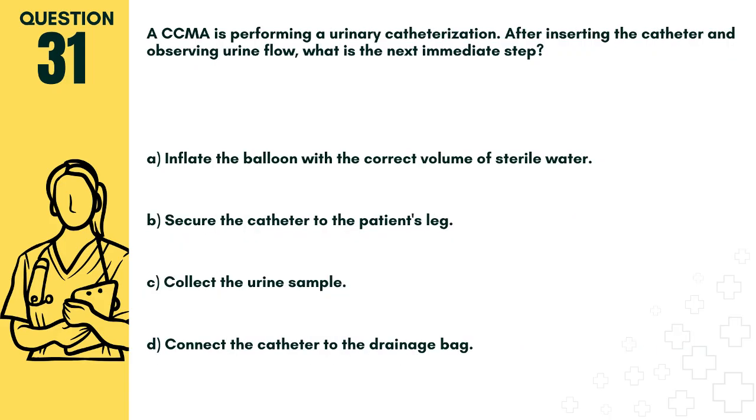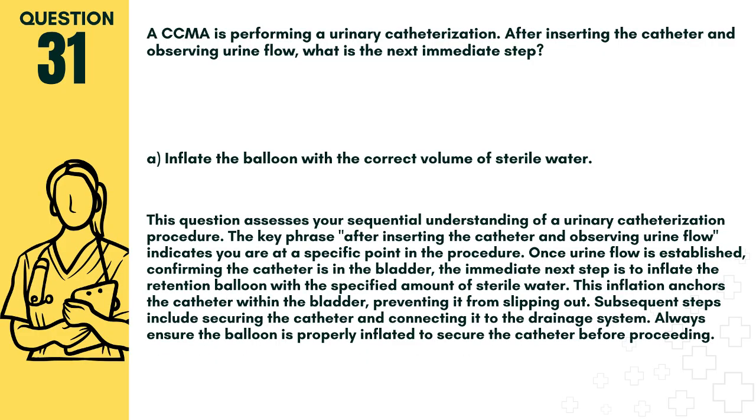Question 31. A CCMA is performing a urinary catheterization. After inserting the catheter and observing urine flow, what is the next immediate step? A. Inflate the balloon with the correct volume of sterile water. B. Secure the catheter to the patient's leg. C. Collect the urine sample. D. Connect the catheter to the drainage bag. Answer: A. Inflate the balloon with the correct volume of sterile water.